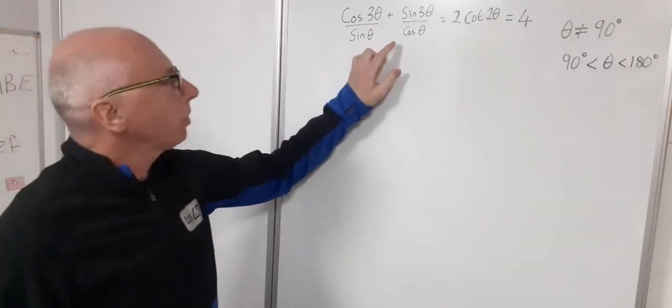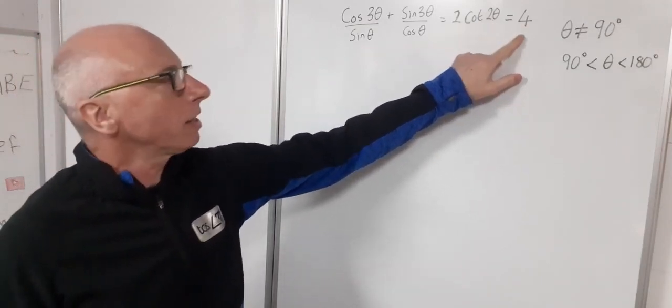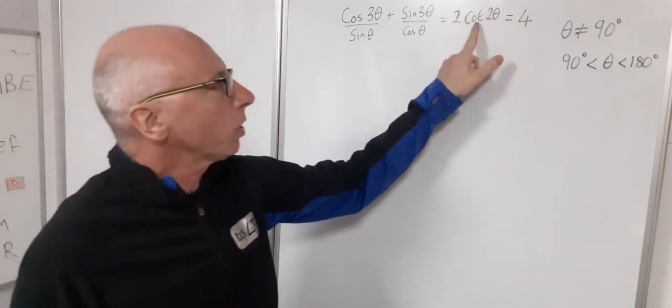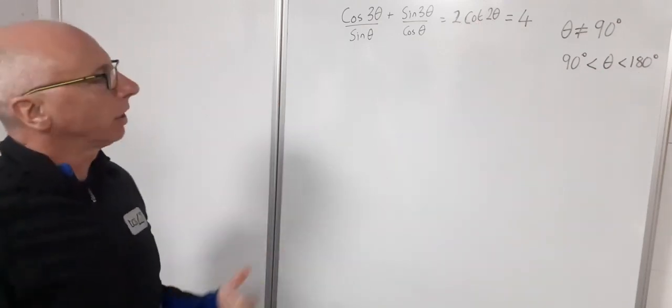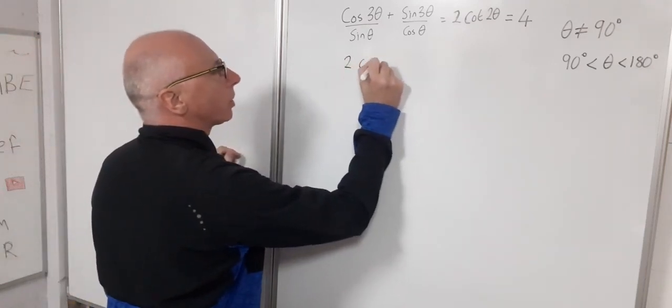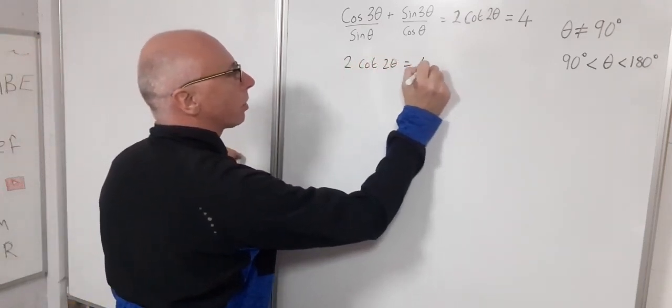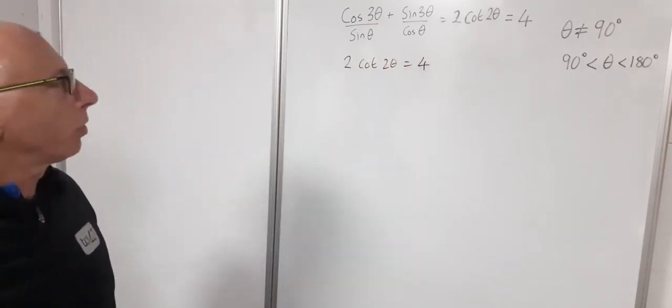Okay, so now I've shown that this is equivalent to this, 2 cotangent 2 theta, but now I've set it equal to 4, and I want to solve for theta, which is between 90 and 180 degrees. So let's see if we can solve that. So 2 cotangent 2 theta equals 4. So that's all good, but nothing I can do there.